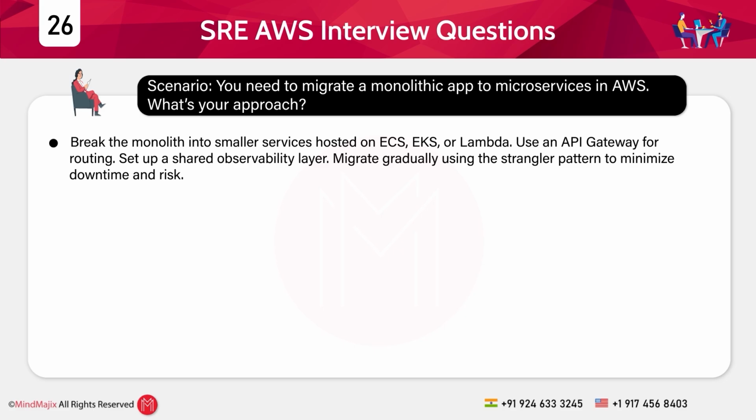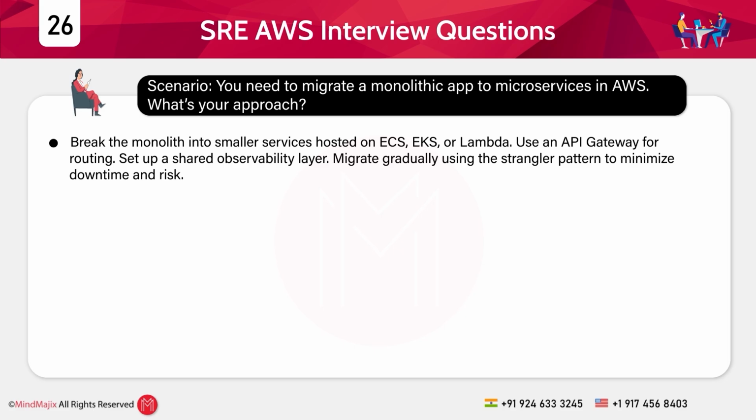Amazon API Gateway would act as a central entry point, routing the incoming requests to the appropriate microservice while handling the authentication and throttling. A shared observability layer with CloudWatch, X-Ray, and log aggregation would be set up to track the performance, errors, and inter-service communication. To minimize the downtime and the risk, I would follow the Strangler Fig pattern, migrating one functionality at a time from the monolith to the microservices while both run in parallel. This allows gradual replacement without disrupting the existing users.